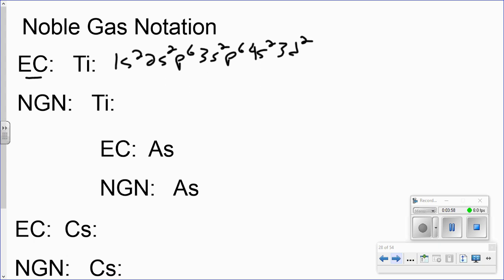3d2, yes. The noble gas notation says we're going to do this. You're going to go to the period that titanium is on, and titanium is on period 4. Go back to the previous period, okay? So you're going to start off with the previous period's noble gas. That's the period 3 noble gas. Period 3 noble gas is argon. That takes care of 18 electrons right there. That's why this is a shortcut. Argon has 18 electrons.